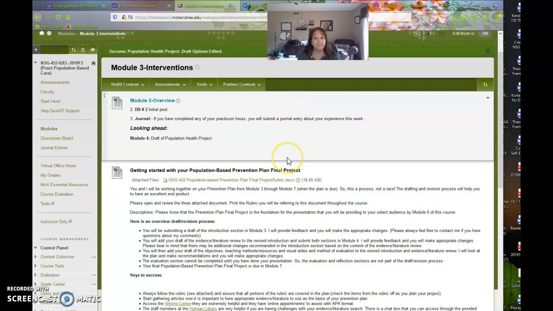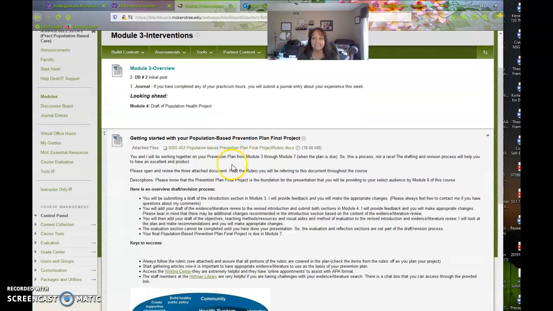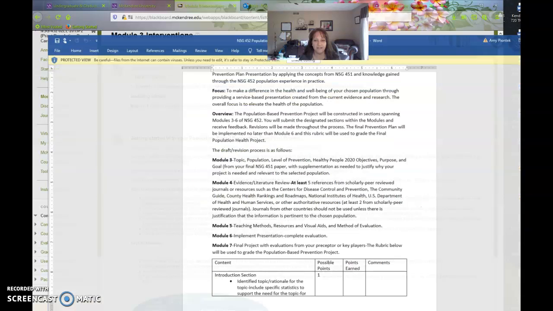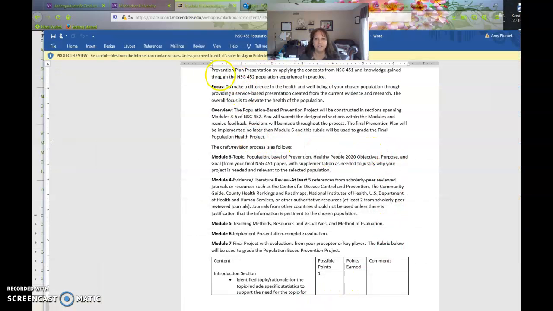So moving along then, you will see that we have the beginnings of the final project paper. Now, your final project paper streamlines right in line with what your presentation is about. So if you go on to the rubric, and I have it pulled up here, you will write why you're doing what you're doing, your overview. This is going to be a lot of maybe what you did in 451.